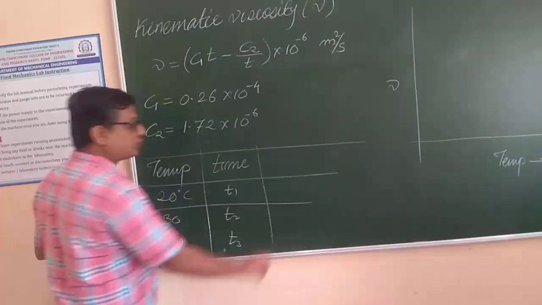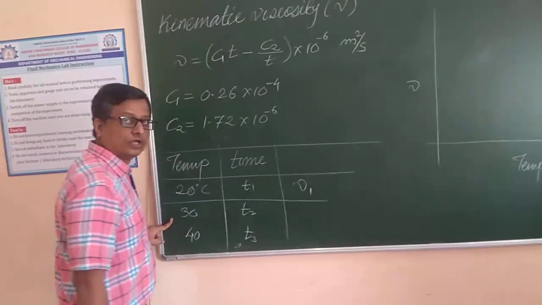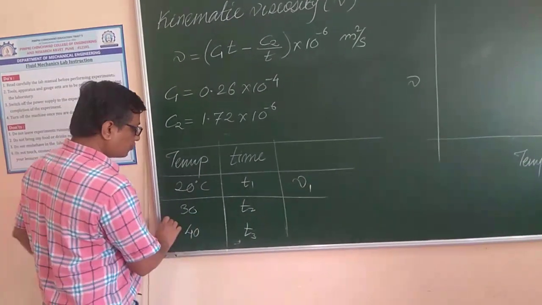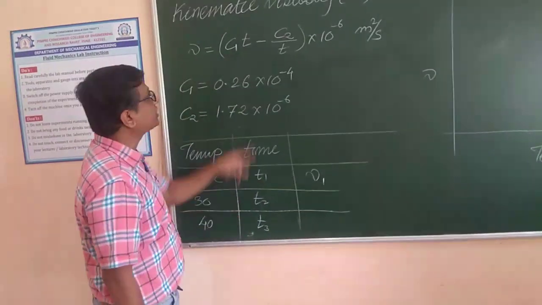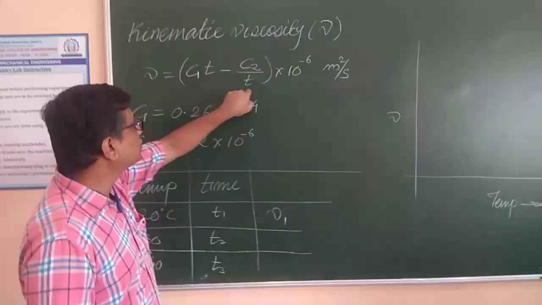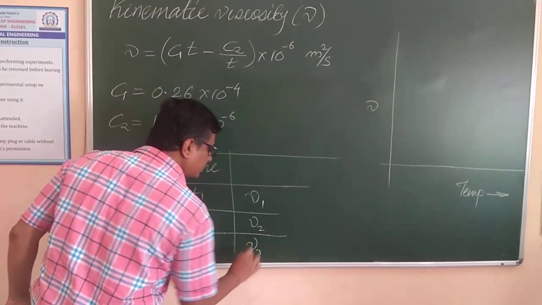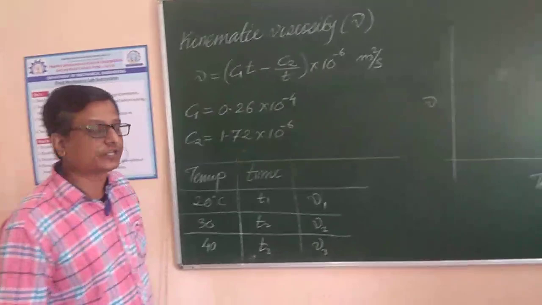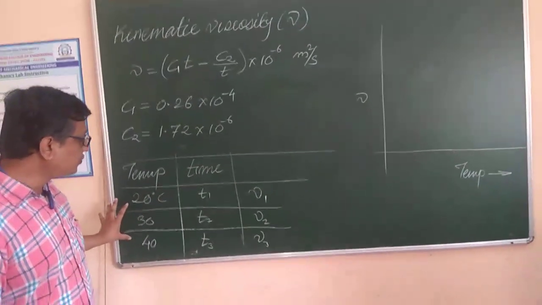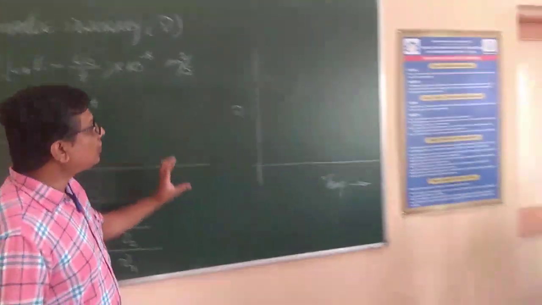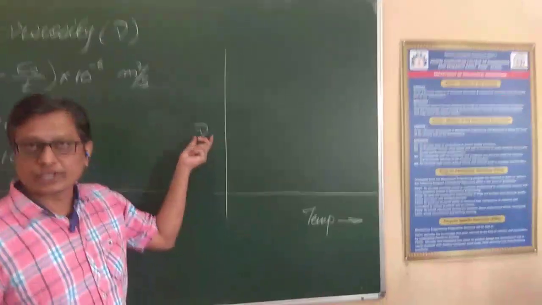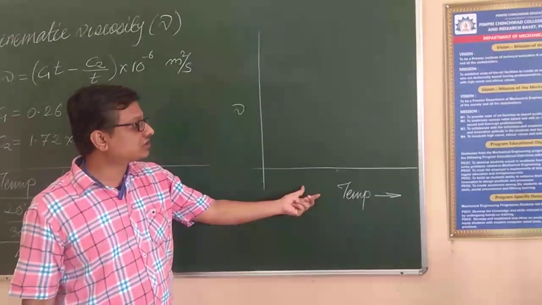From this calculation, you will get the kinematic viscosity nu1. Take the second time T2 at this temperature 30 degrees Celsius, put that T2 over here at the place of t, and you will get the kinematic viscosity nu2. And like that nu3, and various viscosities at various temperatures. Next, what you need to do is plot or show the variation of kinematic viscosity nu with respect to the temperature.